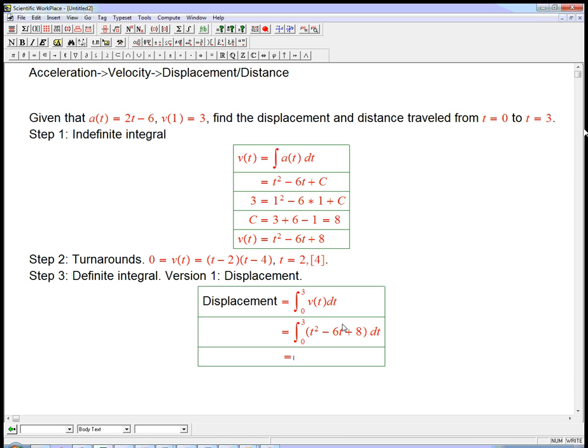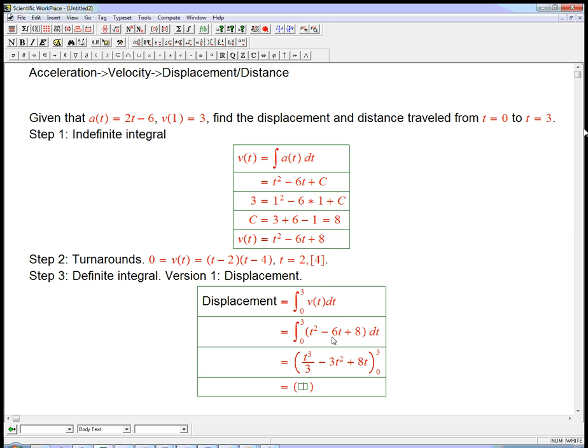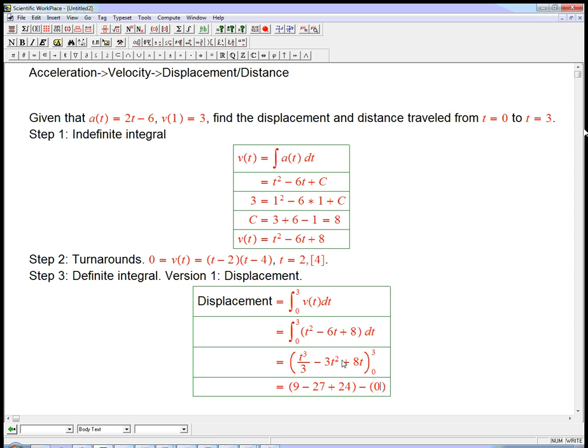Okay. And that is another antiderivative. Okay, so t cubed over 3 minus 3t squared plus 8t. We don't need a plus c here because we're just going to evaluate at 0 and 3 and subtract. So the plus c would cancel anyway. Okay, and putting in 3, let's see, 27 over 3 is 9 minus 27 plus 24. Then it happens to be that we get all 0 when we plug in t equals 0.